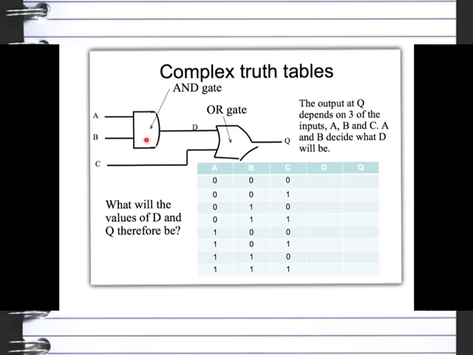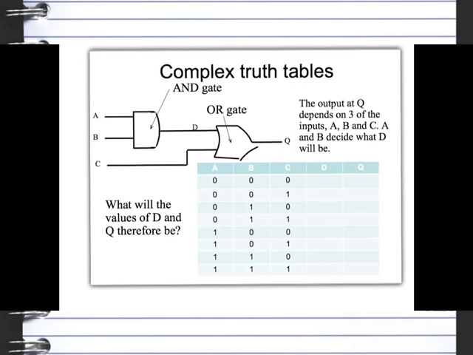Now we've got an AND gate and an OR gate. With the AND gate you can work out what D will be. So for example, if A and B are 0, D will be 0, whereas if it's 1 and 1, this will be a value of 1. Now D and C go into our OR gate here. That can then be used to work out what Q will be.